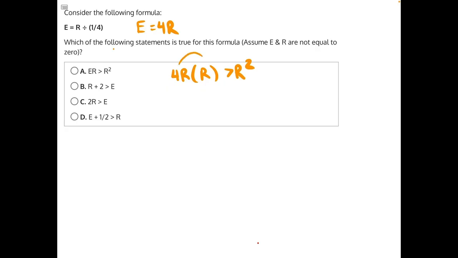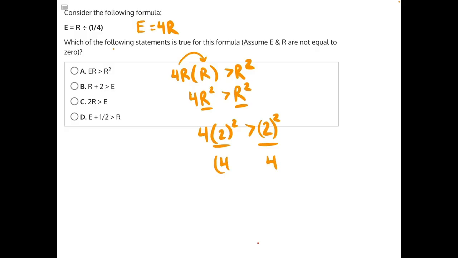As we simplify, 4R times R will give us 4R squared, which is indeed greater than R squared. If we plug in the same value, say it's 2, we'd have 4 times 2 squared is greater than 2 squared. These two values are going to be identical. 2 squared is equal to 4 no matter what we do. But on the left-hand side, we would be multiplying that number by another 4, thus it will always be bigger than the value on the right-hand side. And that is why answer choice A is our correct answer.